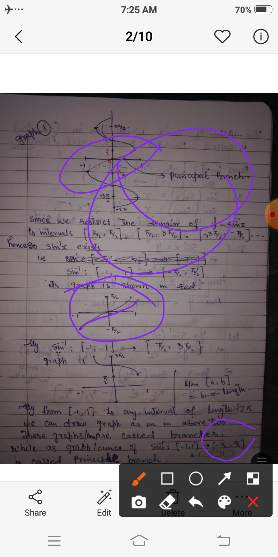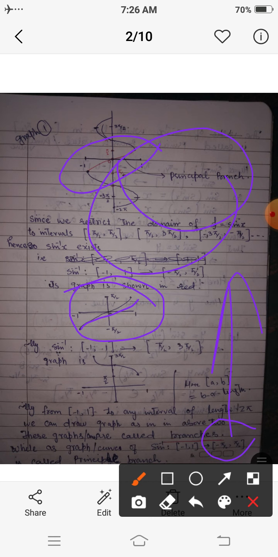But if we consider another interval, say for example 3 pi by 2 to 5 pi by 2, then this sine function is still one-one and onto. So we have the inverse function from minus 1 to 1 to 3 pi by 2 to 5 pi by 2. So when we draw the graph for such a function, that curve which represents this function is simply called a branch of sine inverse x.